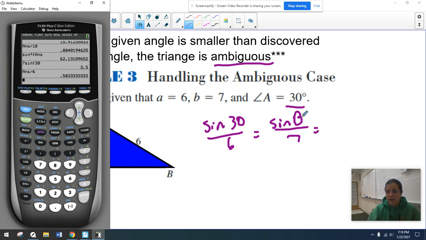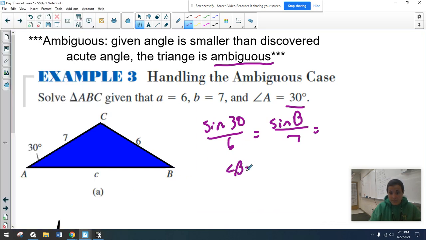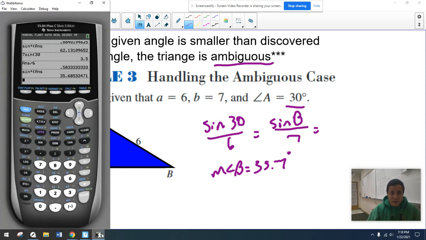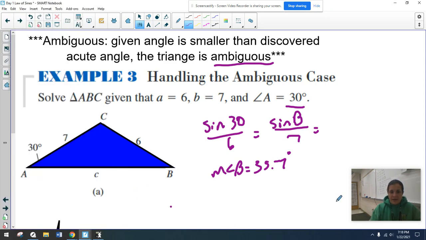Don't forget you're looking for an angle. That's the biggest problem I see. So when you see little numbers like that, that should be a giveaway, and it's not going to be your answer. So when you're looking for an angle, make sure that you do the inverse sine. And that is going to give you about 35.7 degrees for your angle B. Okay, let me make sure I did that right. 35.7. Okay, so with that, now if you notice, what I said was the given angle is smaller than the discovered acute angle. This is the discovered acute angle, and my given angle, 30, is smaller than it. So this one is an ambiguous case.